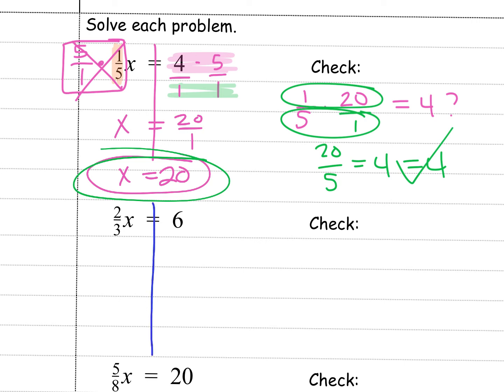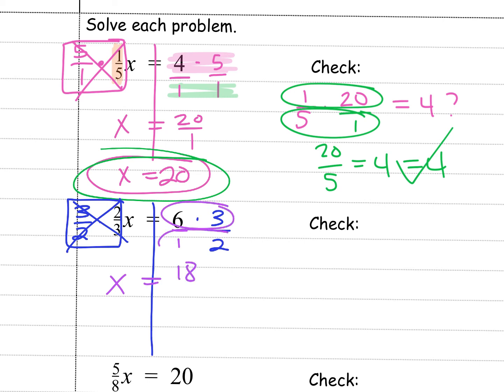Next problem, 2/3 x equals 6. I have my line. I'm trying to figure out how I eliminate 2/3. I'm going to multiply by the reciprocal, 3/2. 3's cancel. Same on the other side, 3/2. But remember, we need that denominator. So x equals 6 times 3, which is 18, over 1 times 2, which is 2.